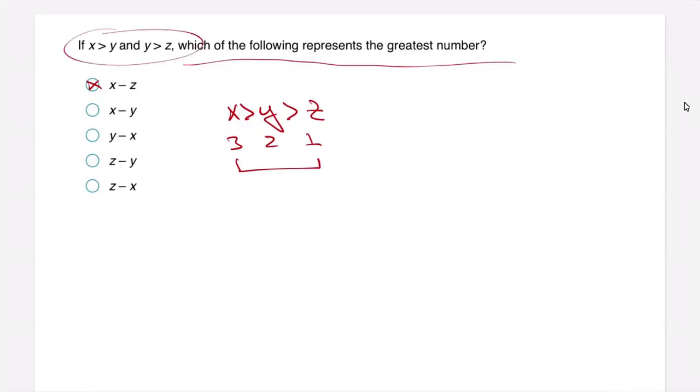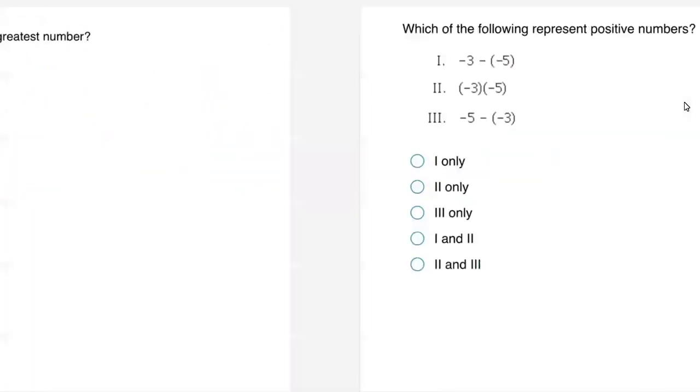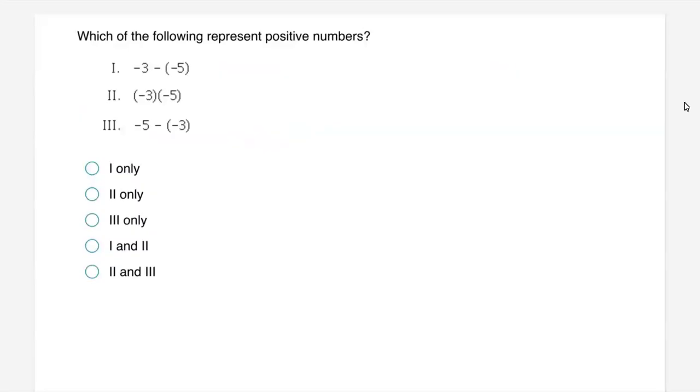So I changed the direction of the inequality. Okay, so it's the biggest distance. X minus z. Okay, you have seconds to do this. Go ahead, please.